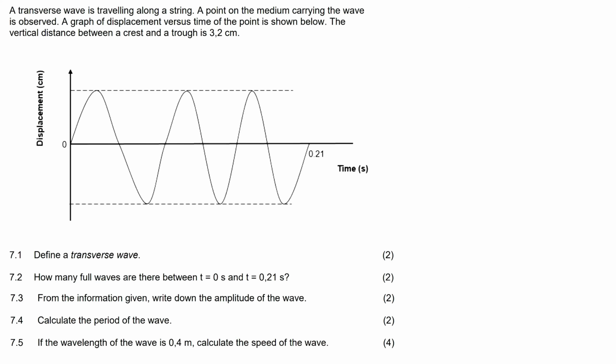A transverse wave is traveling along a string. A point on the medium carrying the wave is observed. A graph of displacement versus time is shown. The vertical distance between the crest and trough is 3.2 centimeters. First question, define a transverse wave.